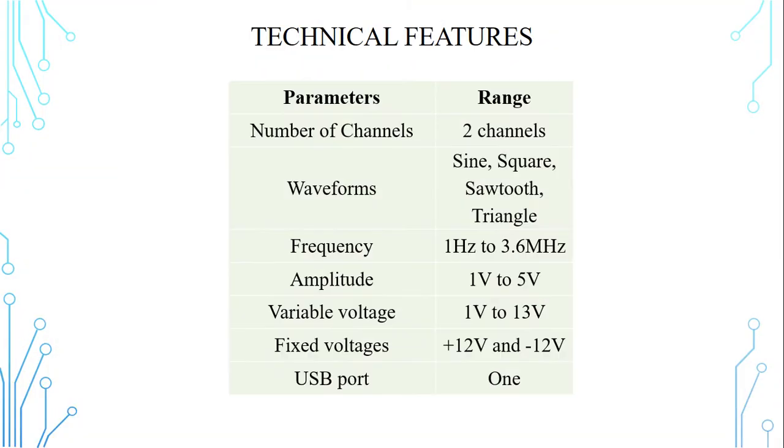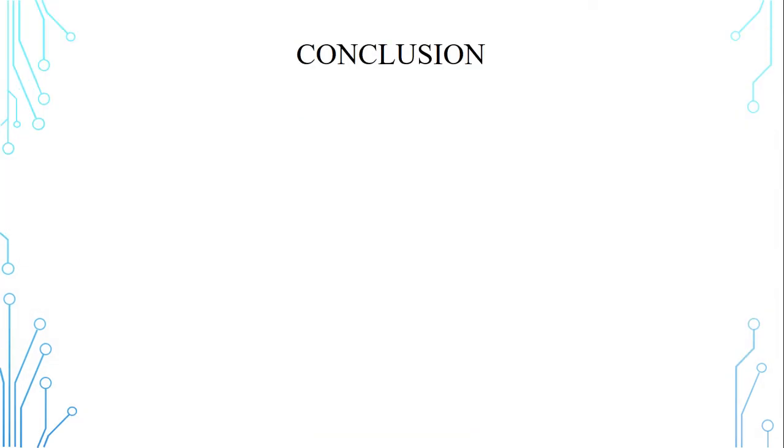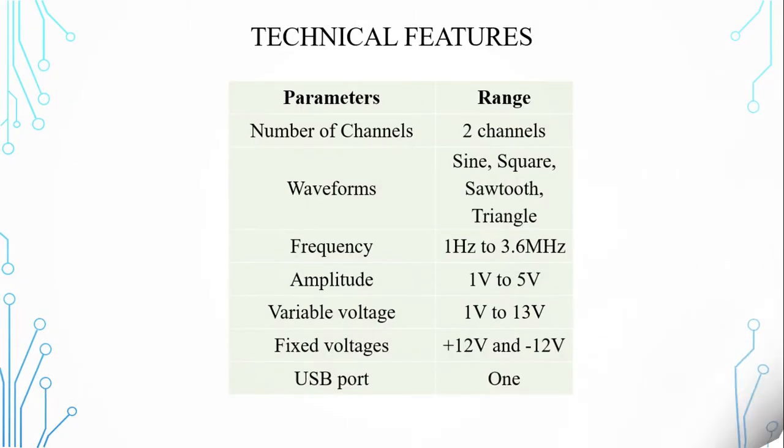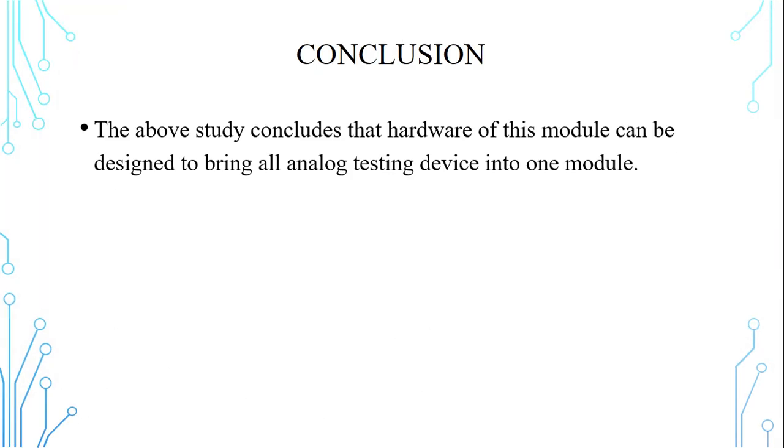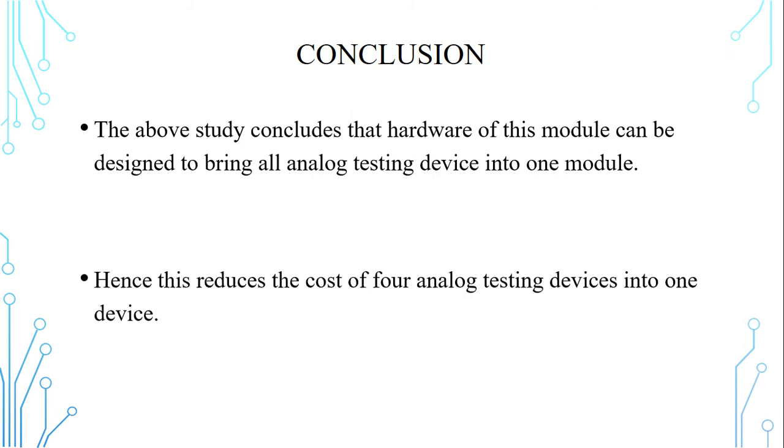Technical features. Number of channels 2, waveform sine, square, sawtooth, triangle, frequency 1 Hz to 3.6 MHz, amplitude 1 to 5 volts, variable voltages 1 to 13 volts, fixed voltages plus 12 volts and minus 12 volts, and 1 USB port. Therefore, the above study concludes that the hardware of this module can be designed to bring all the analog testing device into one module.